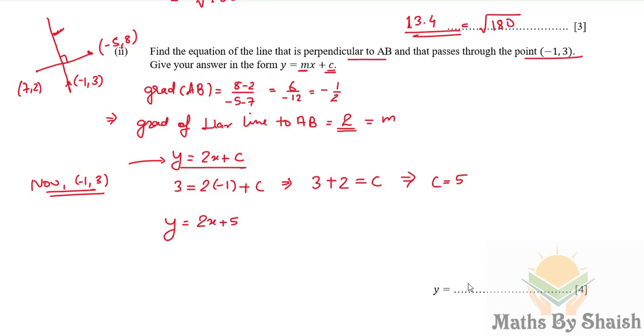So we'll write it here, it is 2x plus 5. I hope it is clear. So it means first of all we require two things, gradient and a y-intercept. For the y-intercept we have been provided with one point, so we only need to know the gradient, and we know the gradient of a perpendicular line is the negative reciprocal, and for the line AB we had the coordinates, so we got the gradient.